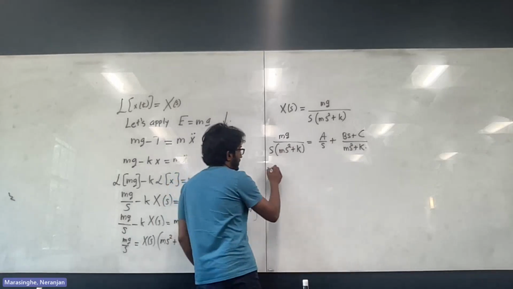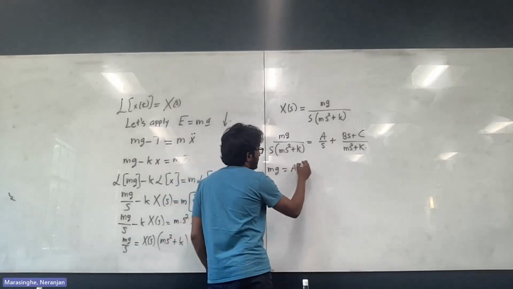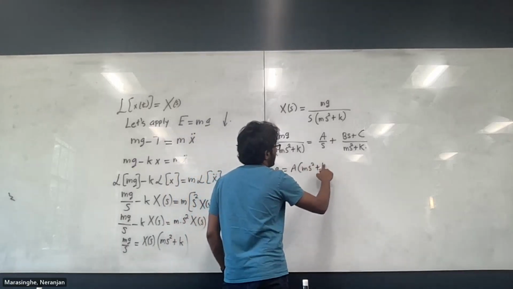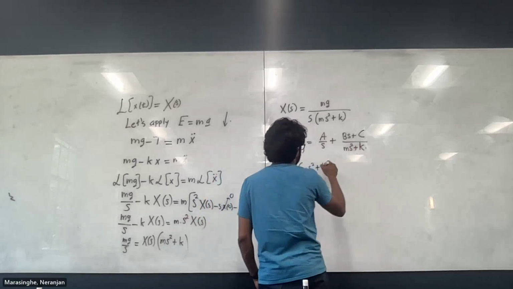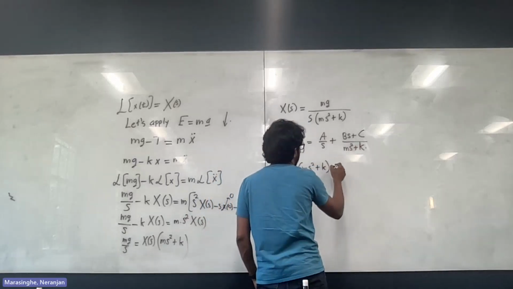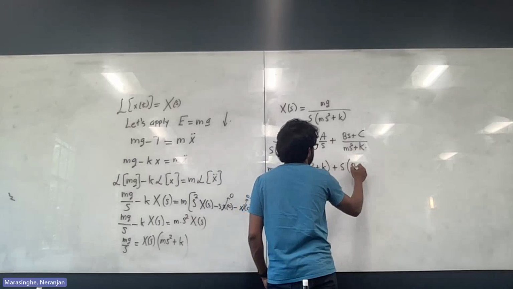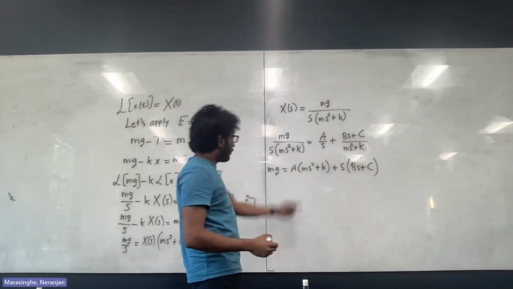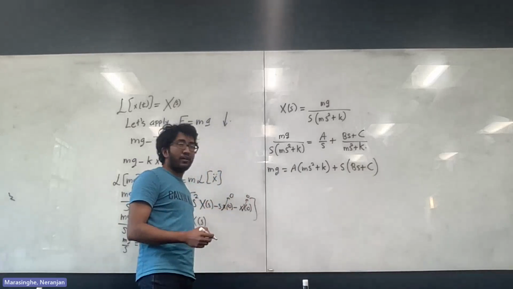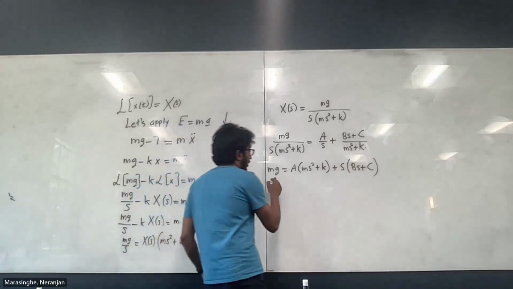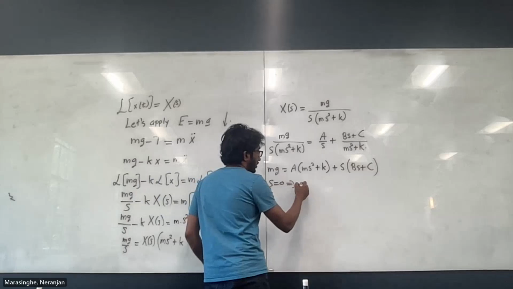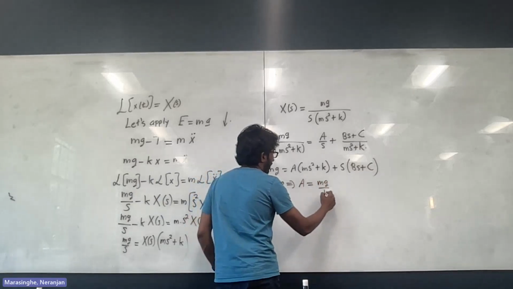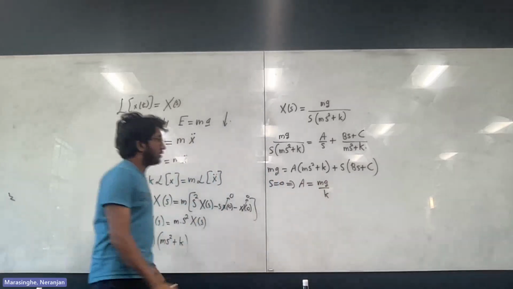Okay, so what is mg? It is equal to A times m s square plus k, plus s times Bs plus C. Okay. If you plug s equals 0, you can directly find A, right? You plug s equals 0, you would get A equals mg divided by k, right?